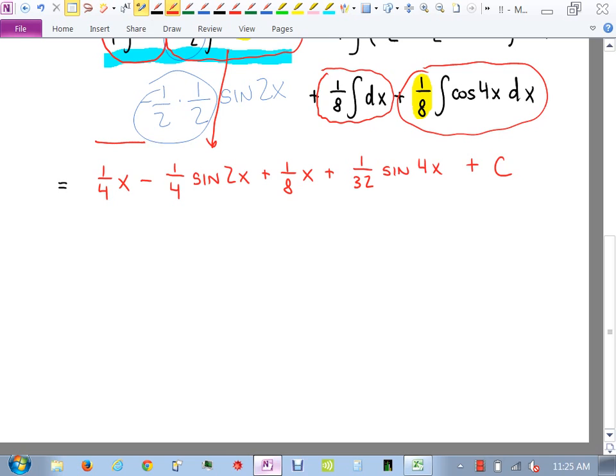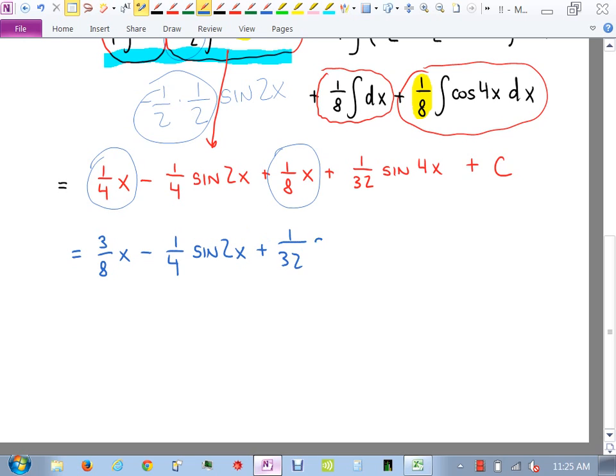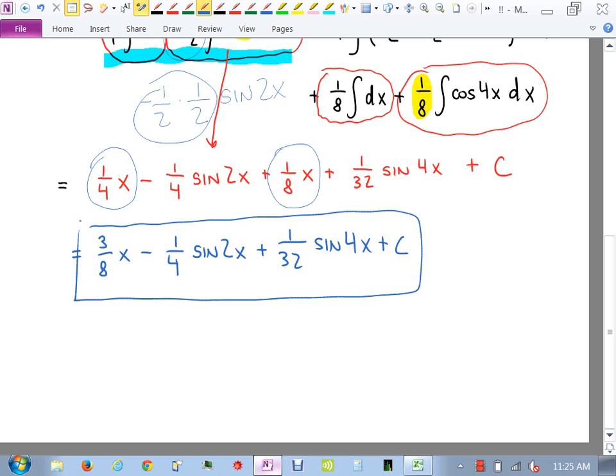All right, we're done. Oh, no, we're not done. We have like terms, sorry. We have 1/4 x and 1/8 x that we can add together. Right, those are like terms. So 1/4 plus 1/8 is 3/8. So 3/8 x. Nothing else goes together. Okay, that's it.